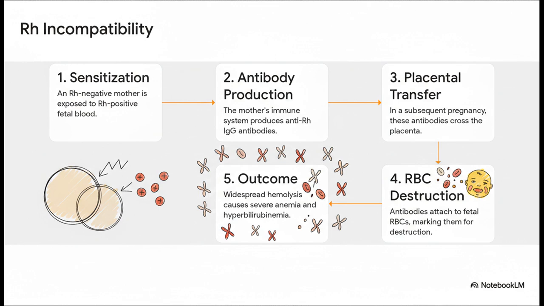Now, that antibody army is pre-made and ready to go. They cross the placenta and just unleash on the baby's red blood cells. This causes massive destruction, leading to severe anemia and this dangerous buildup of a waste product called bilirubin, which we call hyperbilirubinemia.